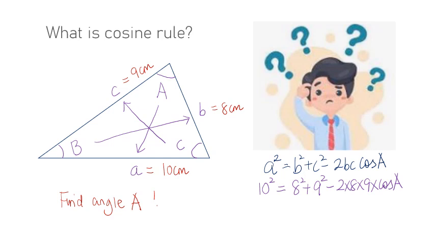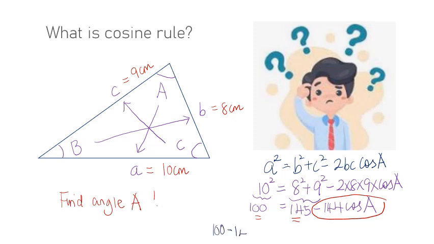And if you use the calculator, this will give you 100 equals 145 minus 2 times 8 times 9, that gives you 144 cosine A. Right, so I'm going to make this the subject. So I need to get rid of my 145. To get rid of 145, I have to minus 145 on both sides. So I take away 145 on both sides. And I'll end up having negative 144 cosine A on the right.